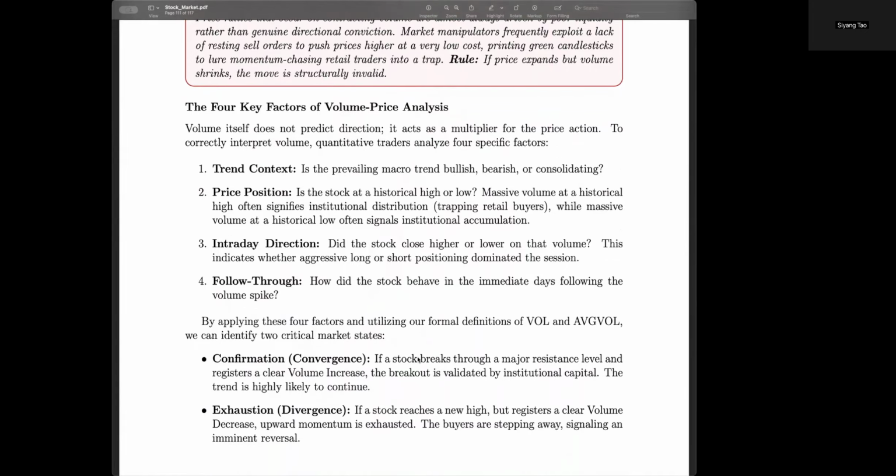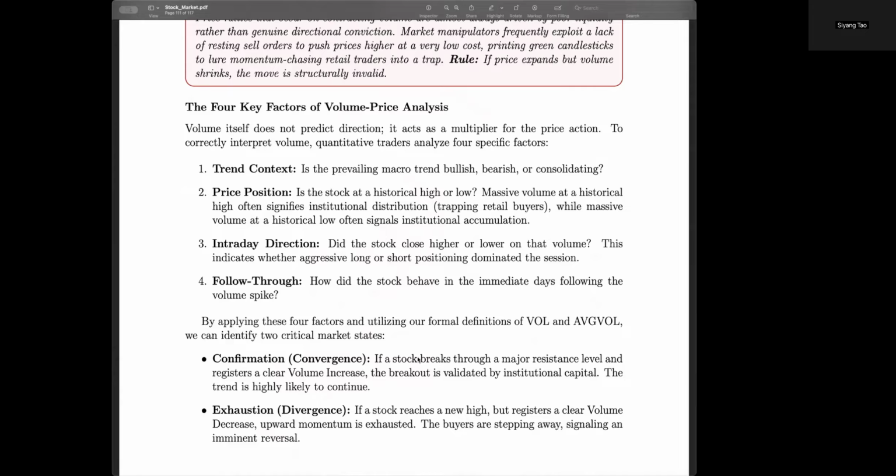Number one, trend context. Are we in a macro bull or bear trend? Number two, price position. This is critical. Massive volume at a 52-week low often signals institutional accumulation. They are buying the panic. But massive volume at a 52-week high after a massive rally, that is often climax volume. That is institutions trapping retail buyers and offloading their shares. Number three, intraday direction. Did the stock actually close higher on that volume? Number four, follow through. What happens the day after the volume spike?